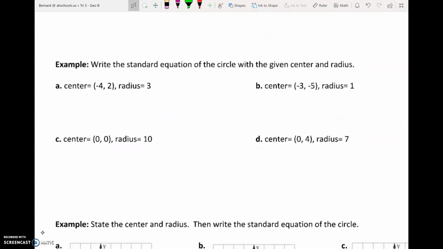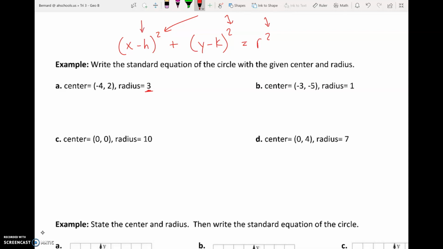So remember, our standard form is x minus h squared, don't forget the squared, plus y minus k squared, and then that equals r squared. Do not forget the squares, right? They are a crucial part here. Except for in the r squared part, since it'll just be a number, we can actually just square that and write the number. So here we go.